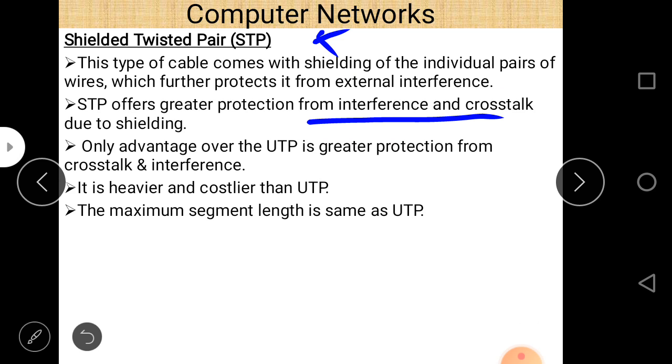As far as price is concerned, STP is much costlier than UTP, and the maximum segment length is the same, so it does not have much effect. The most important point is that STP provides less crosstalk and interference as compared to UTP.